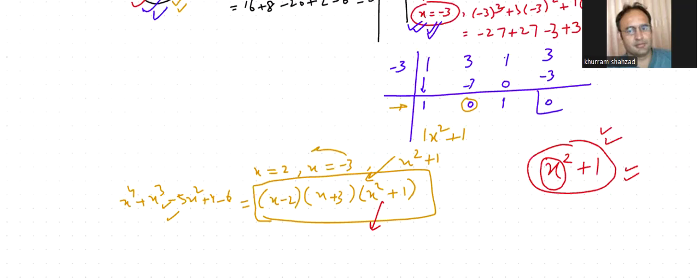Hopefully you have understood this topic. This is basically the application of Horner's method. In this example, we learned that Horner's method can be used to factorize the polynomial completely.